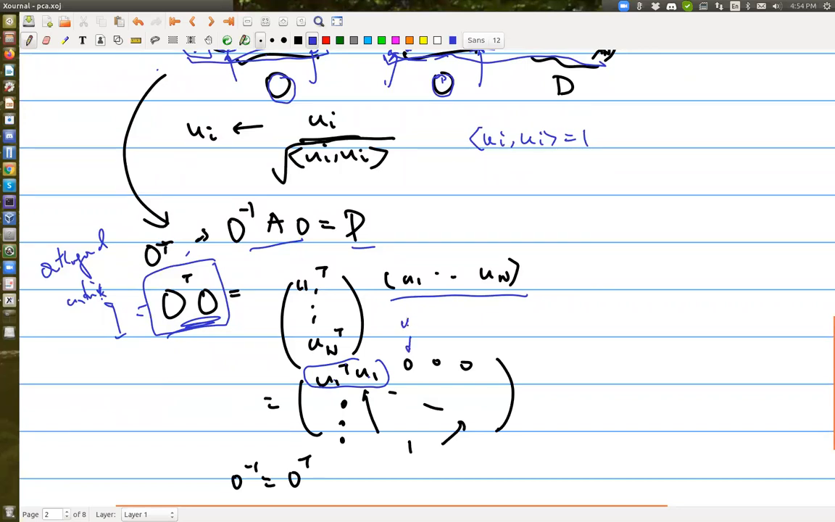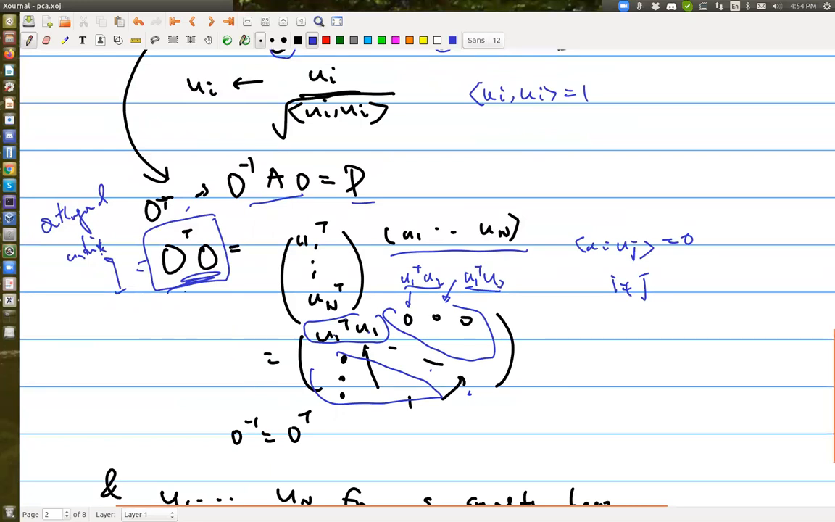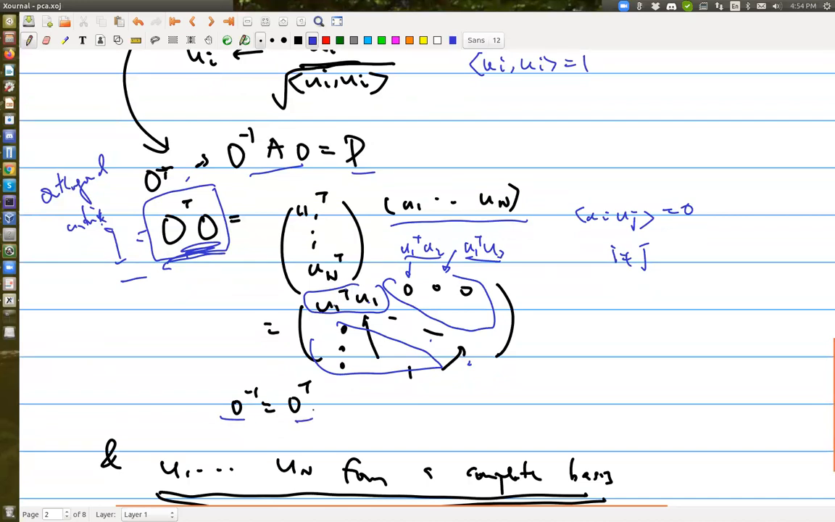The second one is U1 transpose U2, and the third one is U1 transpose U3. All of these are the inner products of U_i and U_j. All the off-diagonal terms are U_i, U_j with i not equal to j, so they are equal to 0. And since they are normalized, the diagonal is all 1. So I have O transpose O equal to identity, so O inverse is equal to O transpose. And again, I want to emphasize that U1 up to Un form a complete basis.